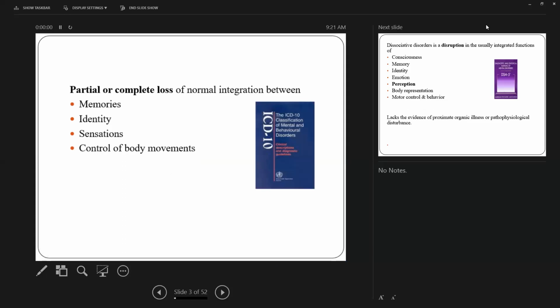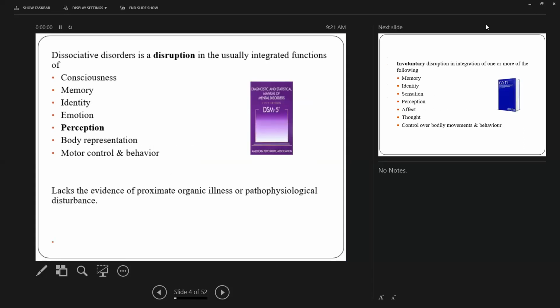The definition of dissociative disorder is partial or complete loss of normal integration between memories, identity, sensations, and control of body. While in DSM-5, they have given the definition as: dissociative disorder is a disruption in usually integrated functions of consciousness, memory, identity, emotion, perception, body representation, motor control, and behavior. So they have added this term perception. That is why depersonalization and derealization disorders are part of dissociative disorders in DSM-5 and not in ICD-10.